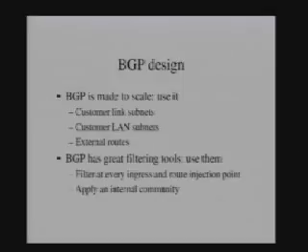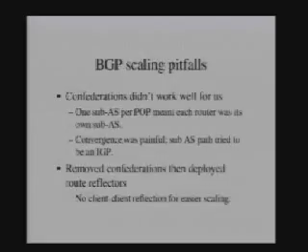So within BGP, it's made to scale. Use it. We carry all of our customer link subnets, customer LAN subnets, and external routes within BGP. As well, it's got great filtering tools. Use them. It'll save your life. We filter at every route ingress and route injection point. And in doing so, we apply an internal community so that any BGP route anywhere on a network will have at least that internal community. So from a troubleshooting perspective, we're able to figure out where it's coming from instantly.